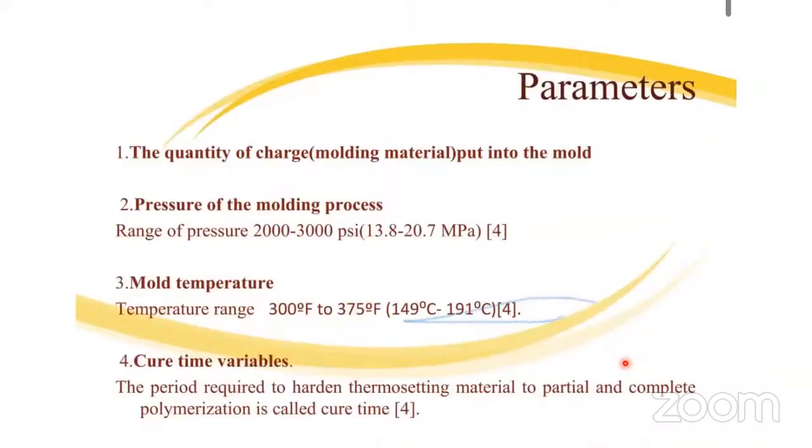Parameters. Which are the parameters very important in the compression molding process? The quantity of a charge. I told you, 10 gram, 20 gram, 50 gram, 100 gram, we are adding there. Therefore, the material which we are charging into the mold, we are weighing first.